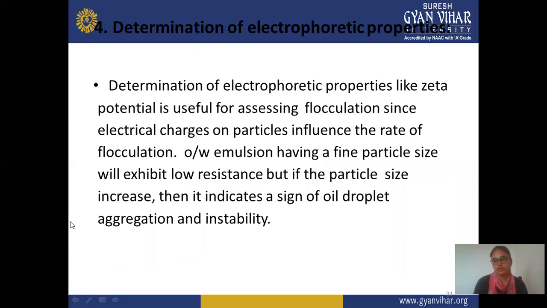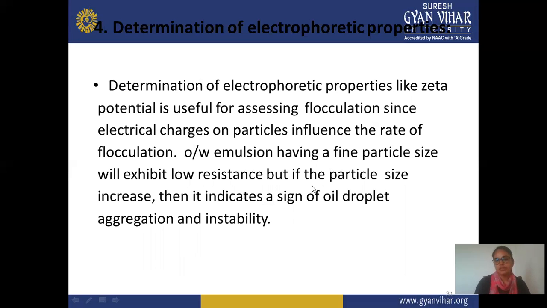This is also for emulsion, and this is to check the electrophoretic property of the emulsion. Determination of electrophoretic property like zeta potential is useful for assessing flocculation, since electric charges on the particle influence the rate of flocculation. In this, you check the flocculation rate of your formulation, or the zeta potential of your formulation, whether any electric changes take place or not in your formulation.